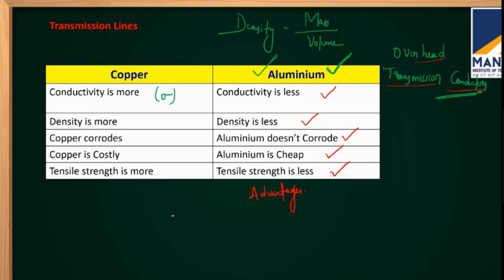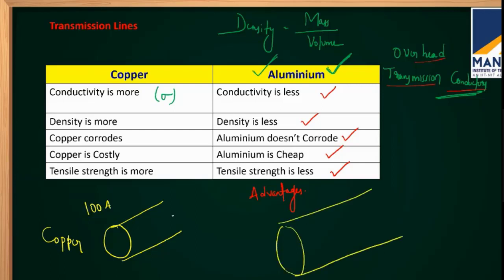So what do you mean by conductivity? Suppose this is a copper conductor which can carry 100 amperes current. In order to carry the same 100 ampere, the size of aluminum required is more. The size of the conductor required for aluminum will be more to carry the same 100 ampere. Here the size is less, whereas here the size required is more. Understand?